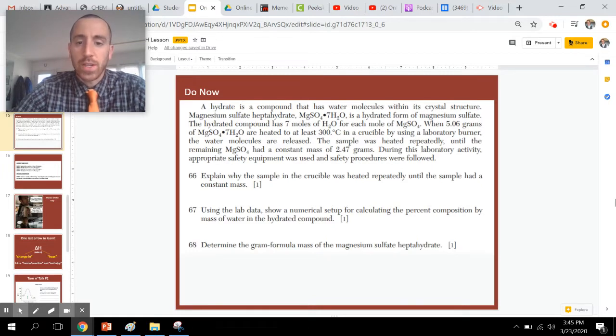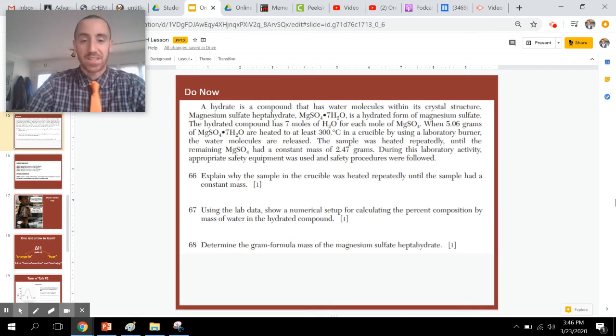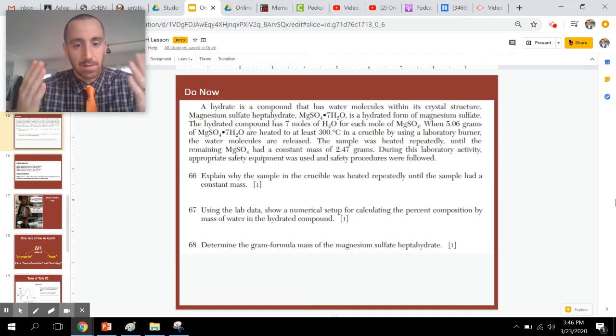Here's your do now. Read the question. It's all based off of a lab that we did, so this comes straight from the Regents exam. I really like these questions because it proves to you the stuff that we do in my class is for a reason. So that lab we did with copper sulfate, where we heated up that blue substance and turned it gray, it is literally from this topic.